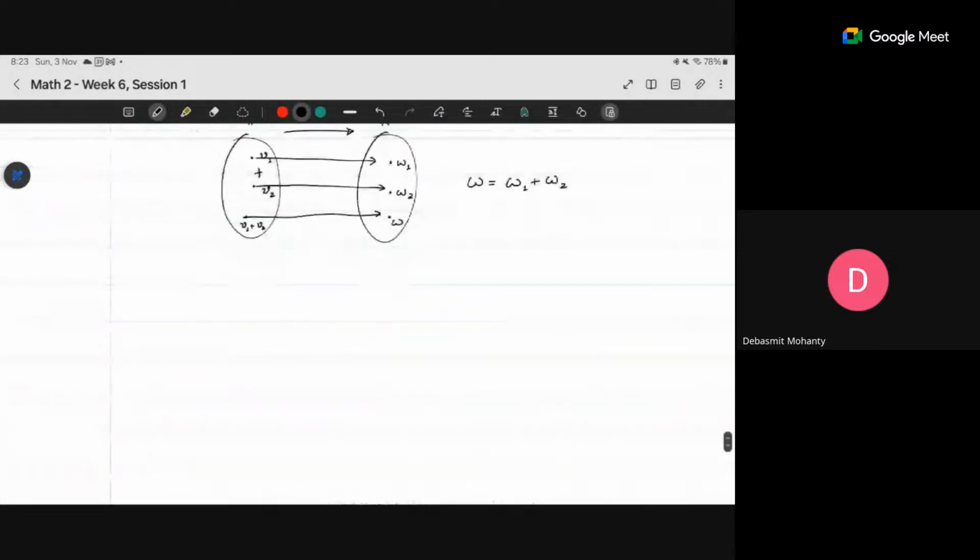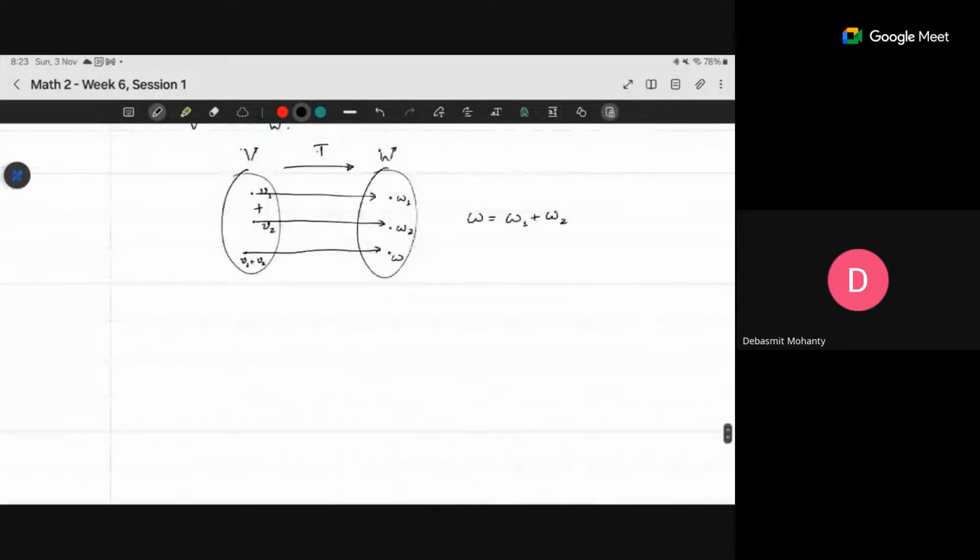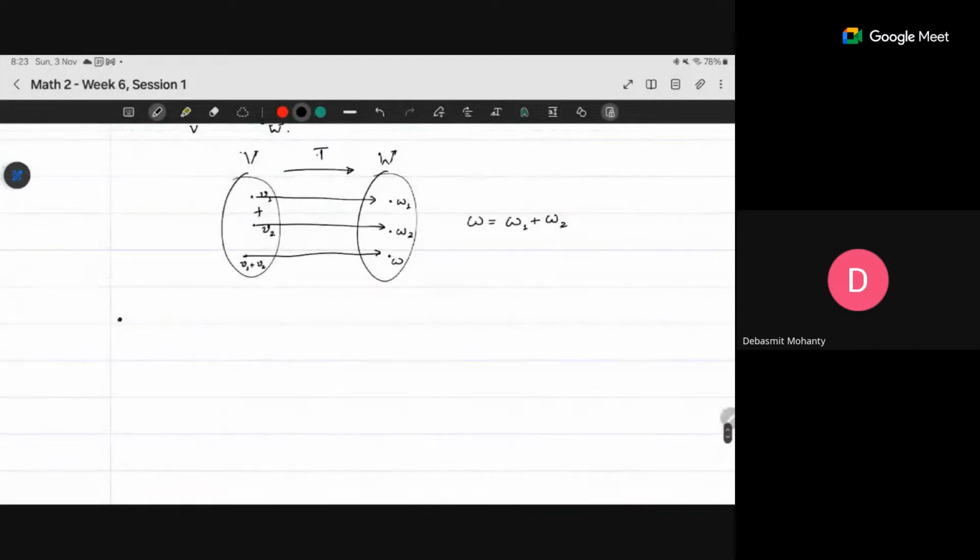So which brings us to the next part of the definition of a linear transformation. I'll just write a bijective linear transformation. A linear transformation which is also a bijection is called an isomorphism.